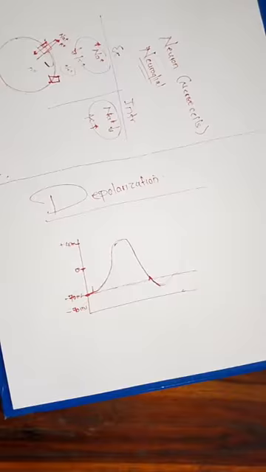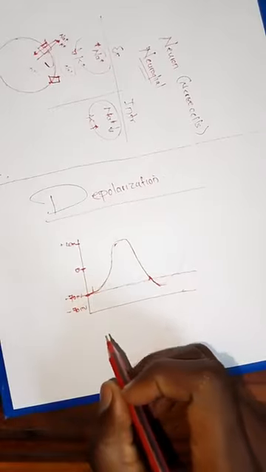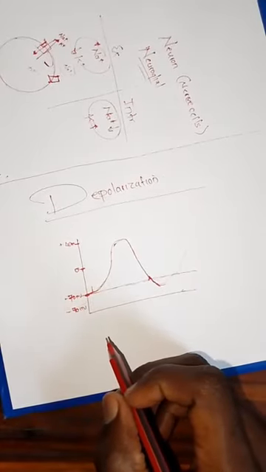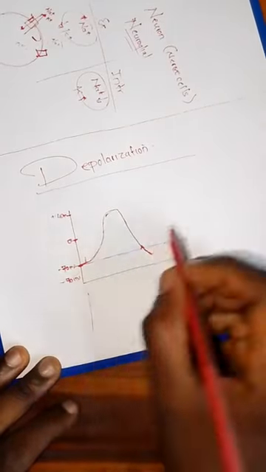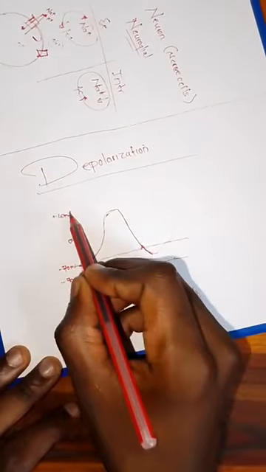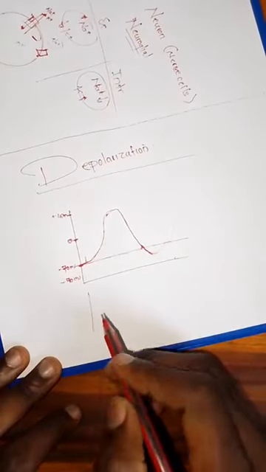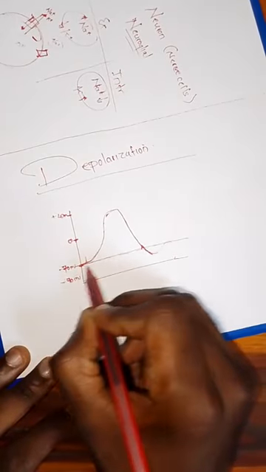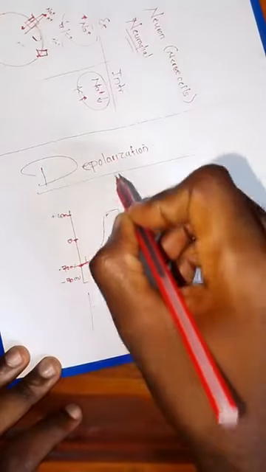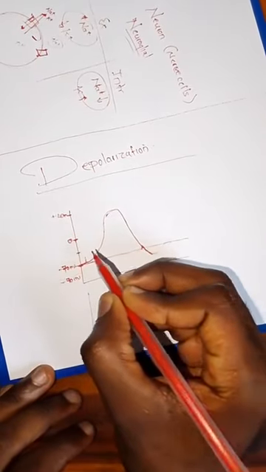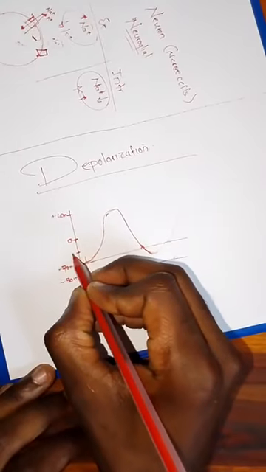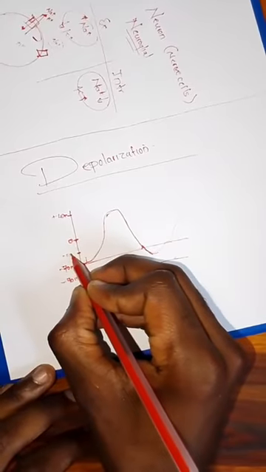Then we also have what we call the threshold potential. So the threshold potential is a level which the membrane potential must reach in order to initiate an action potential. So let's say if this is the graph that is showing the resting membrane potential of a cell. For this resting membrane potential to fire an action potential, it has to reach a certain level. So at that point where it has to reach, that is what we call the threshold potential.